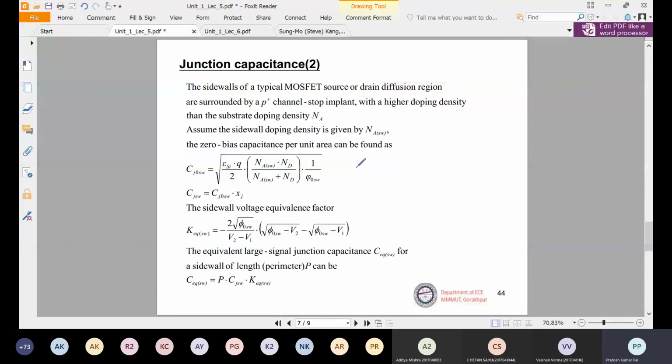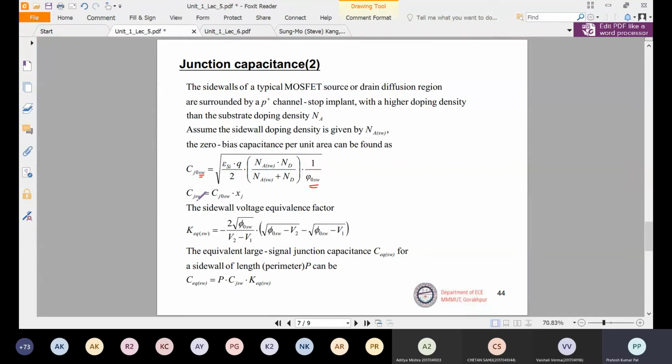The side walls of a typical MOSFET source or drain diffusion region are surrounded by a P plus region, that is, the channel stop implant, with a higher doping density than the substrate doping density Na. So assume the side wall doping density is given by Na side wall. We have considered the side wall doping as Na side wall. Then the zero bias capacitance per unit area will be given by Cj0 side wall, with the same doping given for the side wall. Then finally the built-in potential for the side wall.